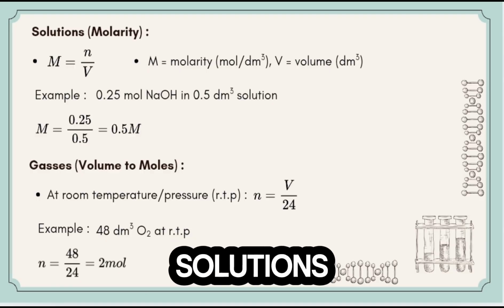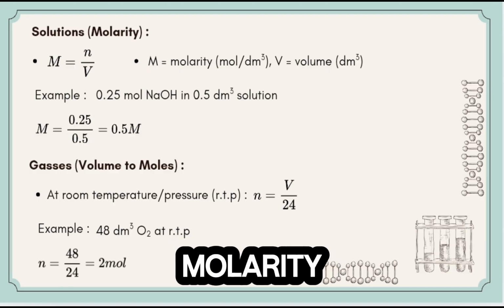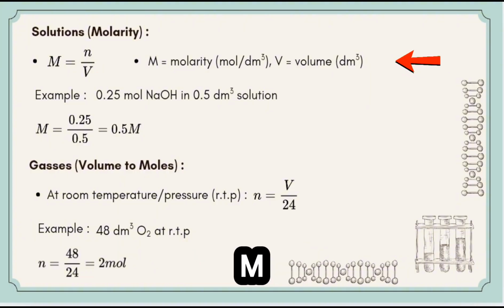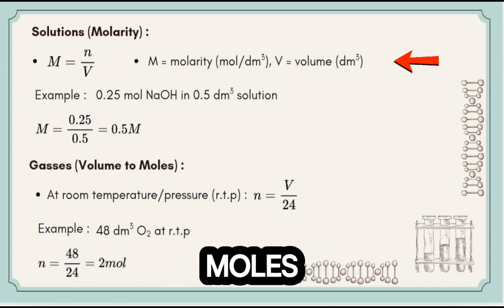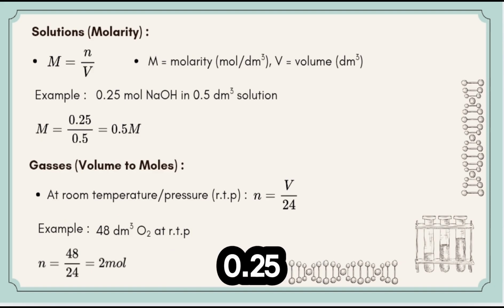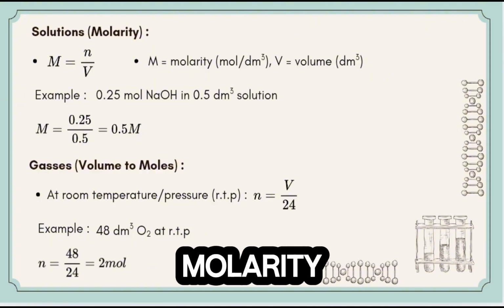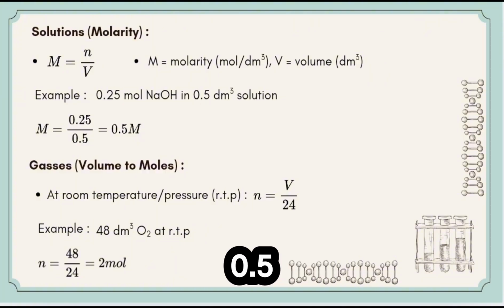Then for solutions or liquids, we calculate molarity using the formula M equals n over V, where M is molarity, n is the number of moles, and V is the volume in cubic decimeter. For example, 0.25 moles of sodium hydroxide in 0.5 cubic decimeter solution gives us molarity 0.25 over 0.5, which gives us 0.5 molar.